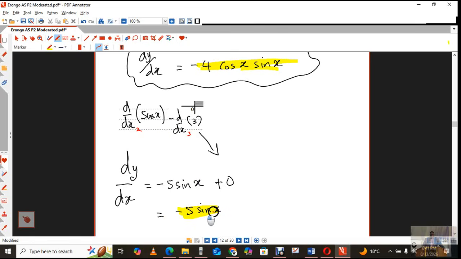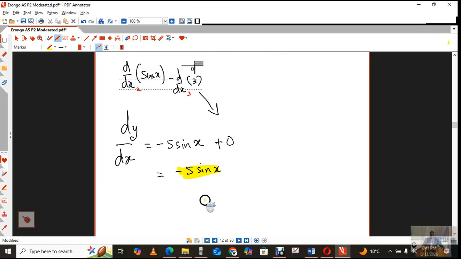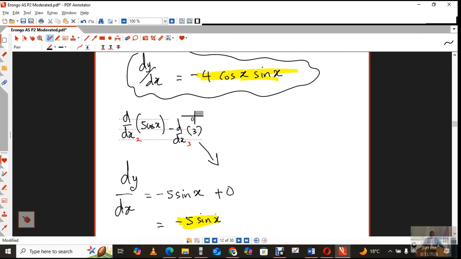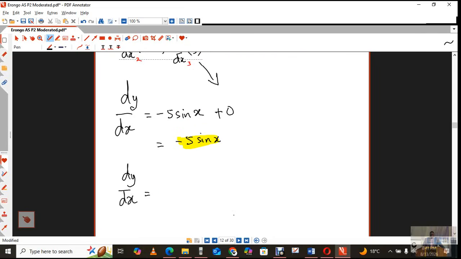Right, so I'll combine the two now in order for me to find the derivative. I'm going to bind the 2 again. So at the end of the day, dy/dx is equal to, what was that first one? The first one was minus 4 cos x sine x, okay, minus 4 cos x sine x minus 5 sine x. You got it? Right. That is what I want.